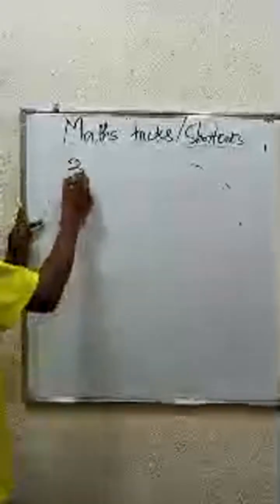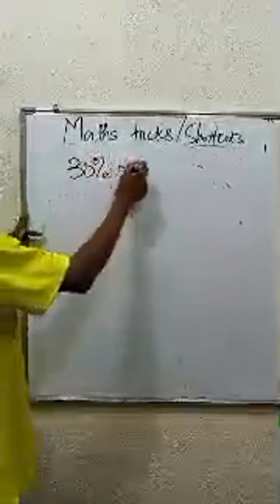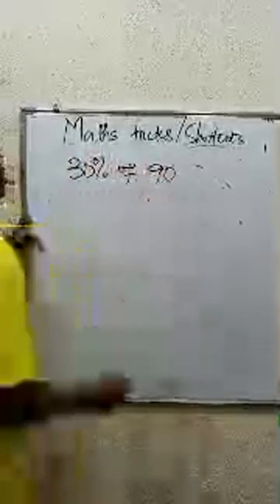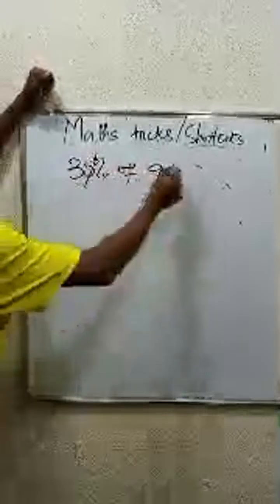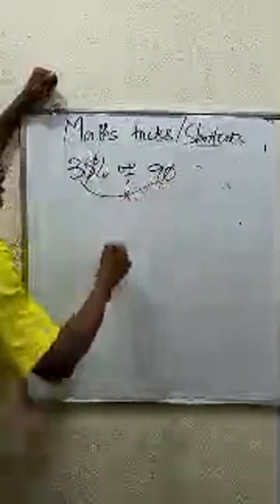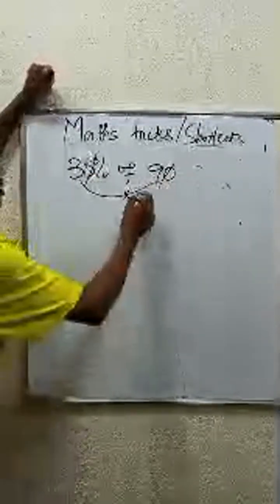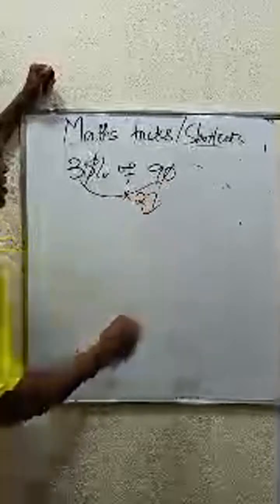Let's look at 30% of 90. To use this method, you just have to cancel out the 0, and multiply 9 times 3, which is 27. And that's the answer.